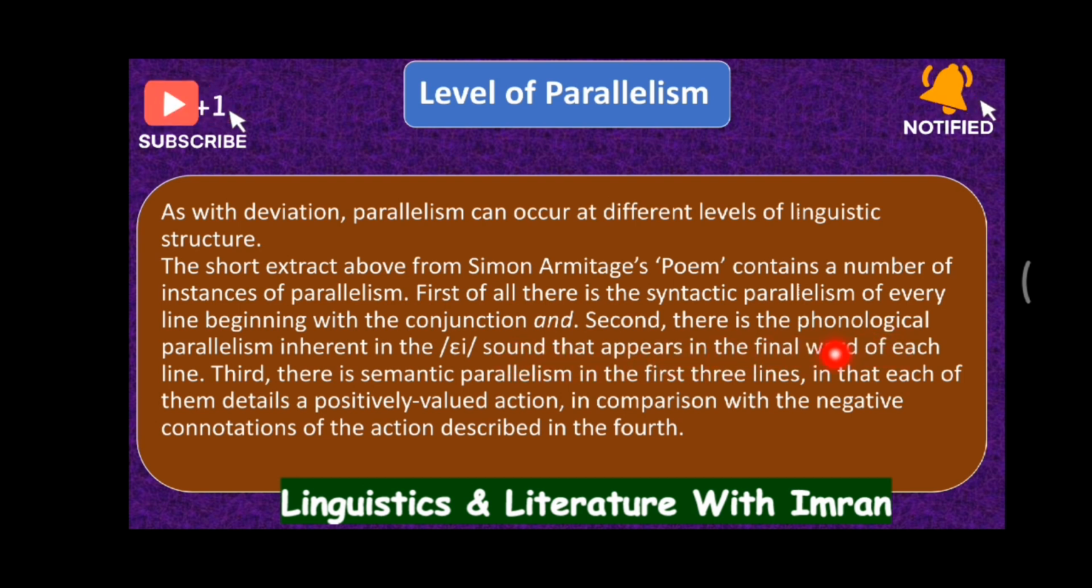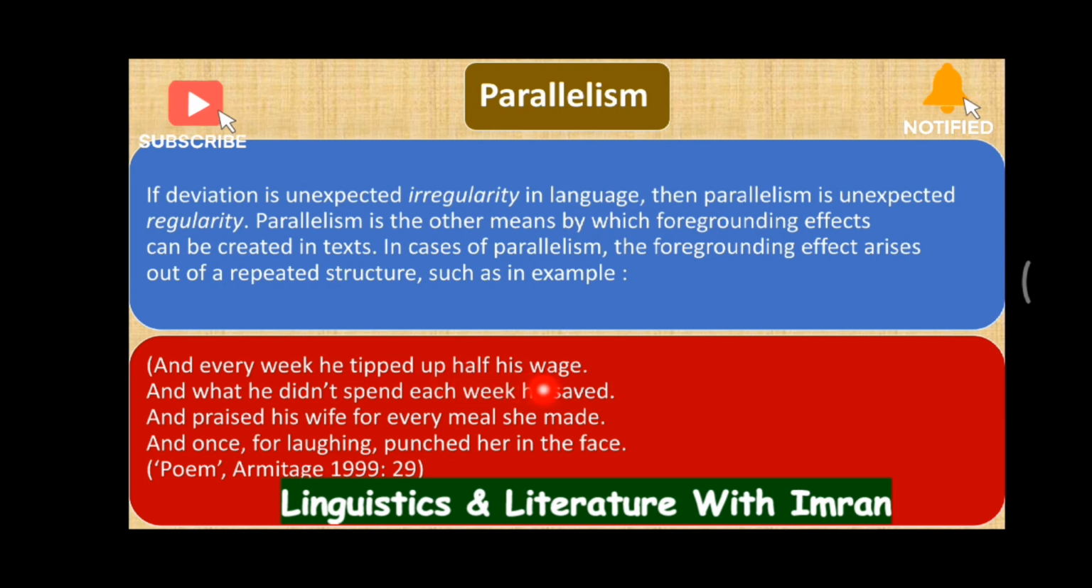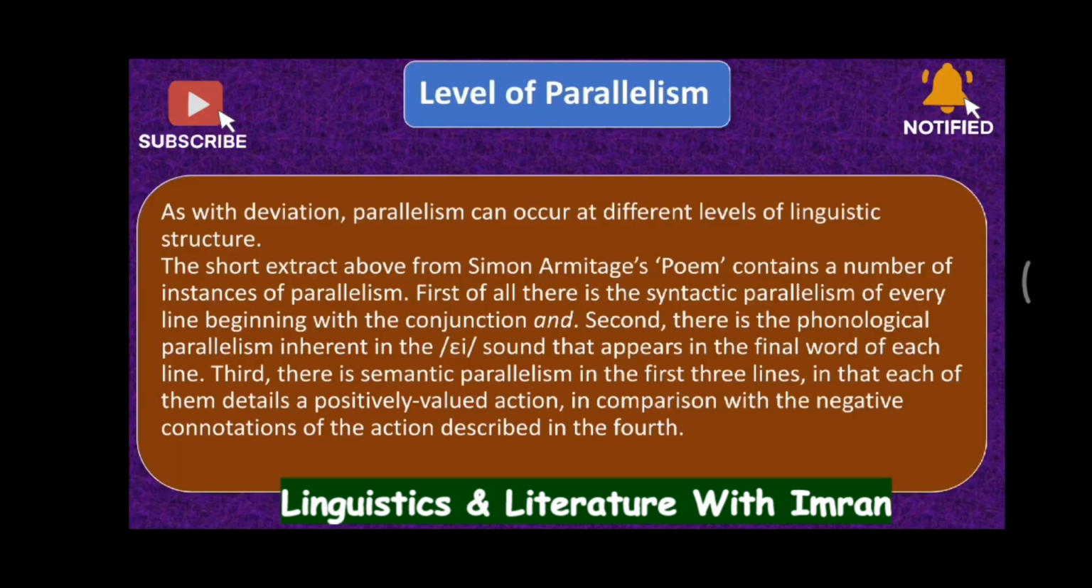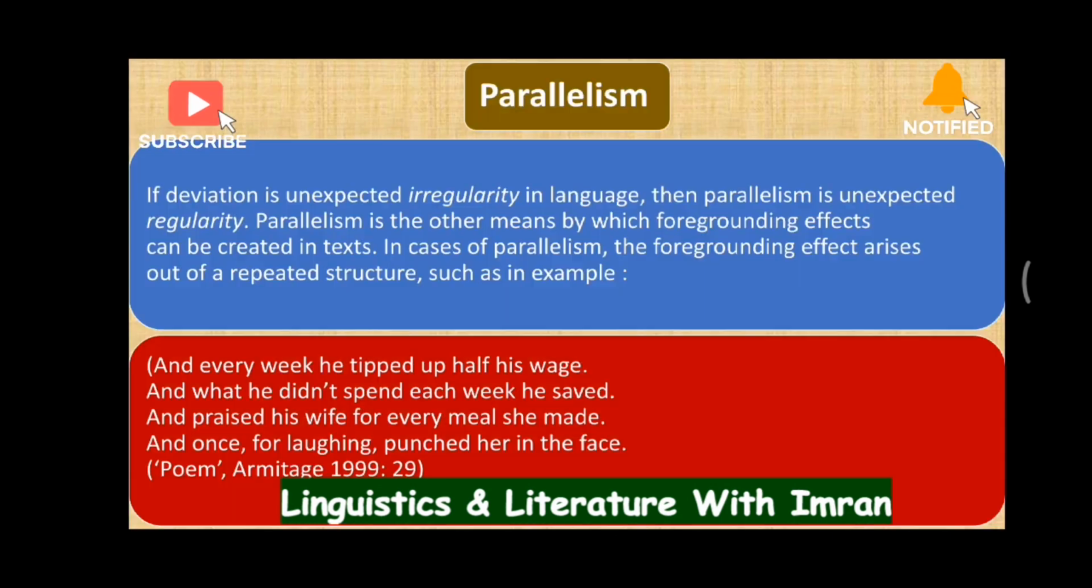Second, there is phonological parallelism inherent in the sound A that appears in the final word of each line. We can see that here: wage, saved, made, and face. So we have the sound A, that is a diphthong. And third, there is semantic parallelism in the first three lines, in that each of them details a positive-valued action, in comparison with the negative connotation of the action described in the fourth. So in the first three lines, a positive description is there, while the last one is negative. So again, the last one is deviation.